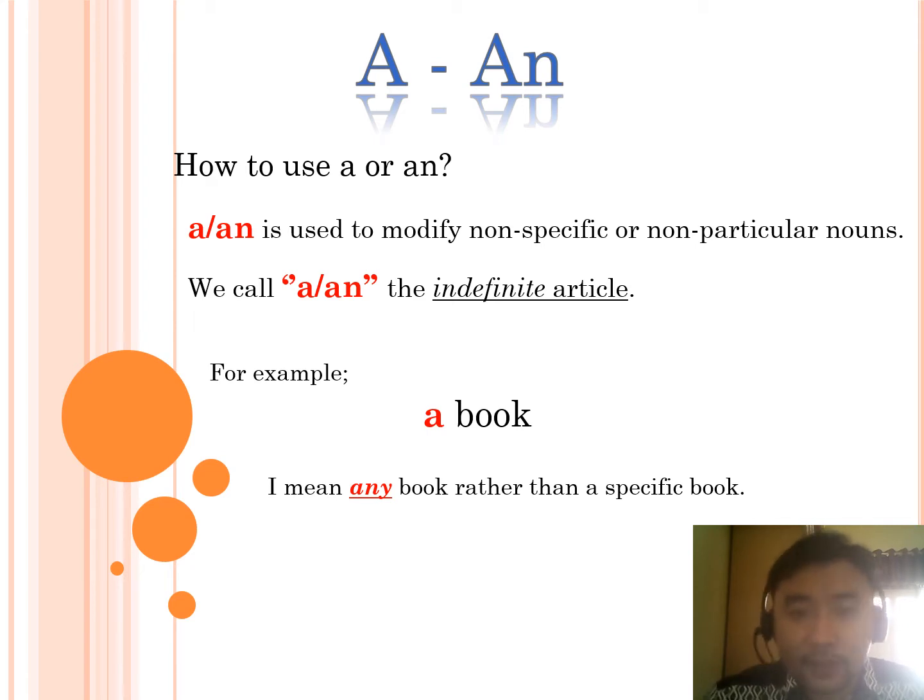For example, seperti contoh, a book. I've got a book. Saya punya sebuah buku. Nah, a book di sini, dengan kata lain, I mean any book rather than a specific book. Jadi buku apa saja di sini yang kita sebutkan? I have got a book. Tapi bukunya tidak disebutkan buku pastinya apa gitu. Jadi bisa buku biologi, bisa buku bahasa Inggris, bisa buku fisika, dan lain sebagainya.